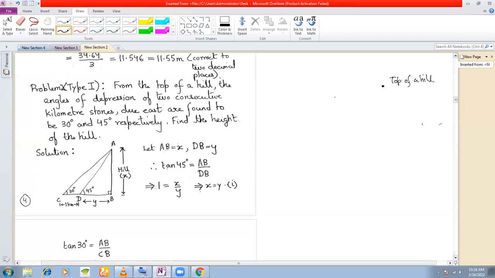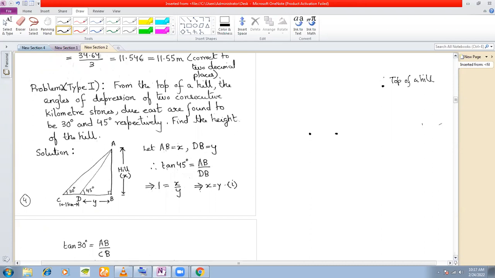Okay, and you have 2 stones here. Kilometer stone, you've heard about milestones, right? When you're driving in a car, you see certain destinations that are engraved. These are called milestones. Milestones are separated by a distance of 1 mile. So that means these kilometer stones will be separated by a distance of 1 kilometer.